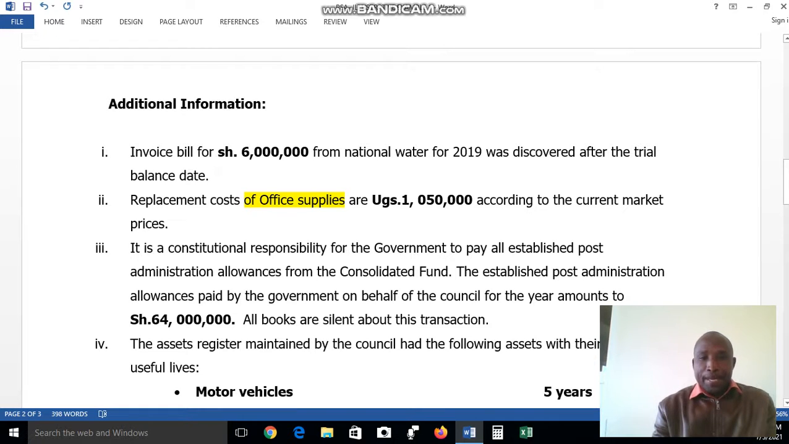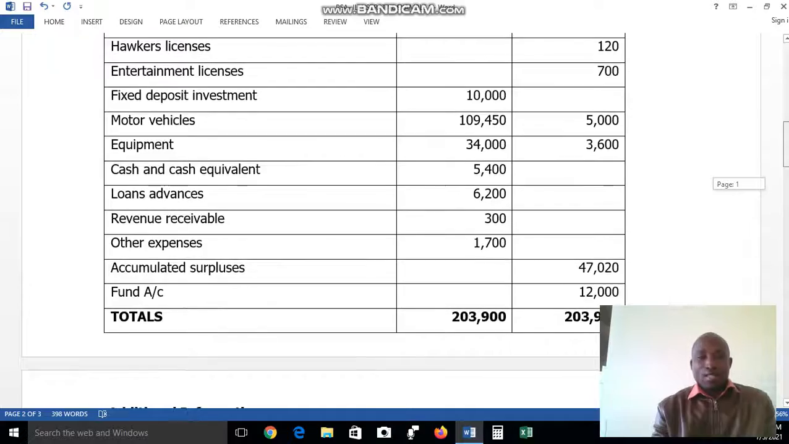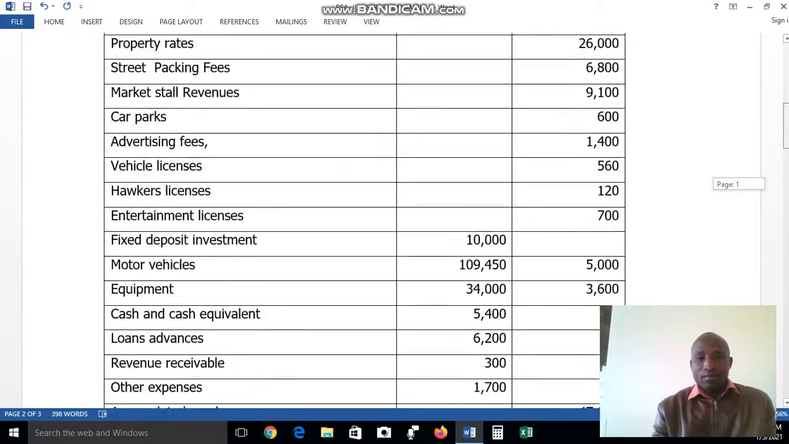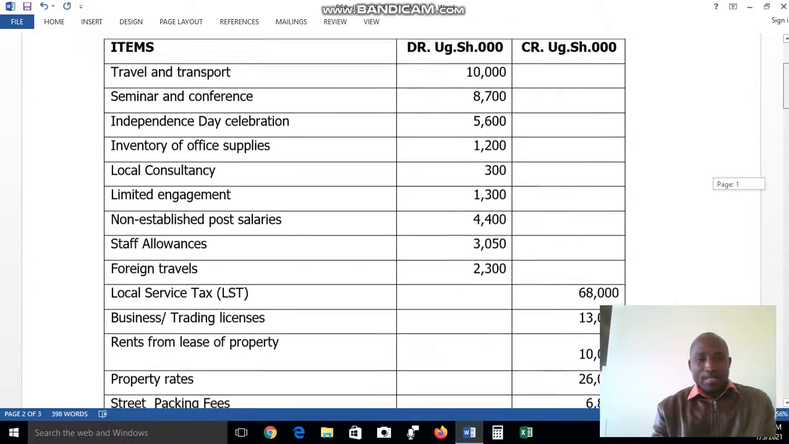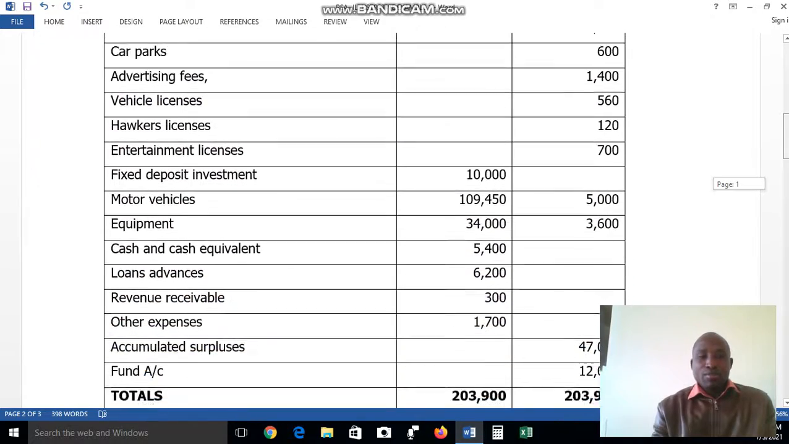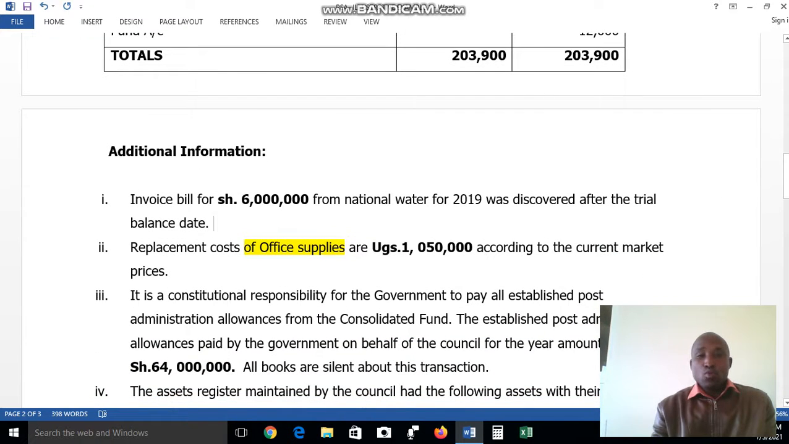Okay, the water bill. They are saying an invoice bill of 6 million from National Water for 2019 was discovered after the trial balance date. So meaning that this item was omitted in the trial balance. We don't have a water bill anywhere. In this very trial balance of ours, there is no item called water bill or utilities. So we have to recognize this in our books of accounts.